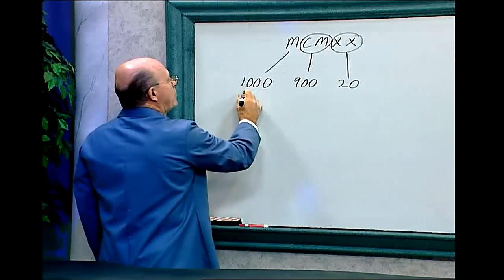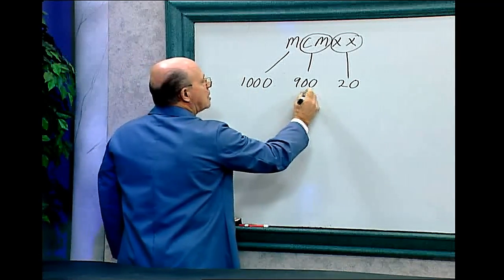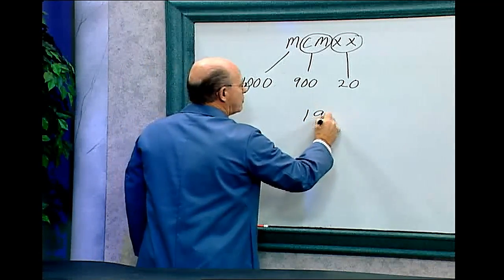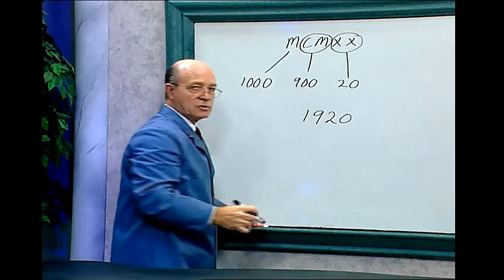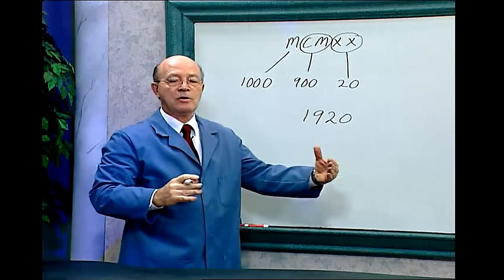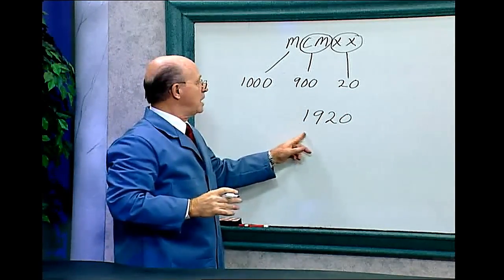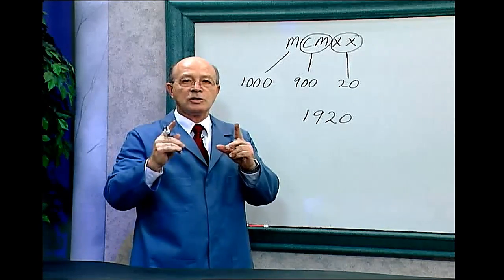So add them together, 1,000, 1,920. So that bridge over the Chicago River was constructed in the year 1920. Let's look at just one more scene.